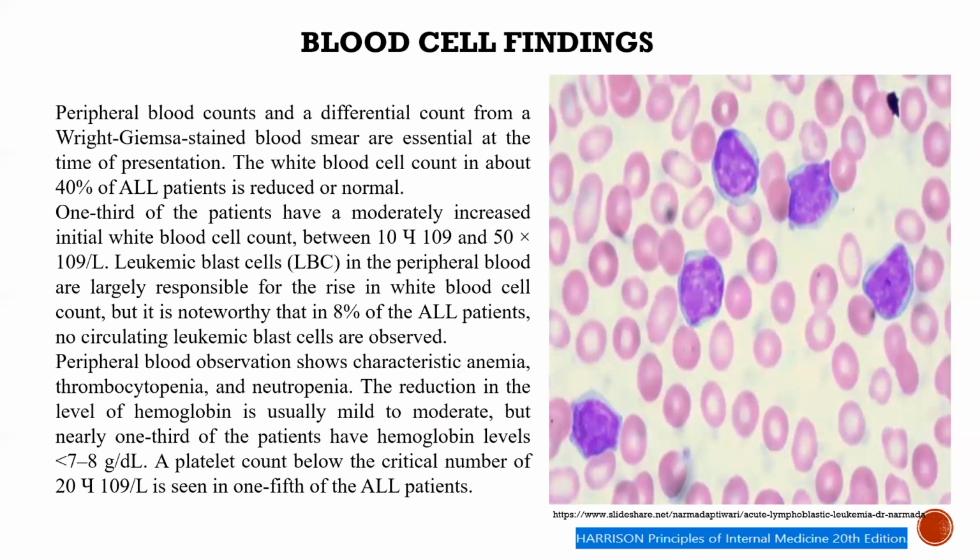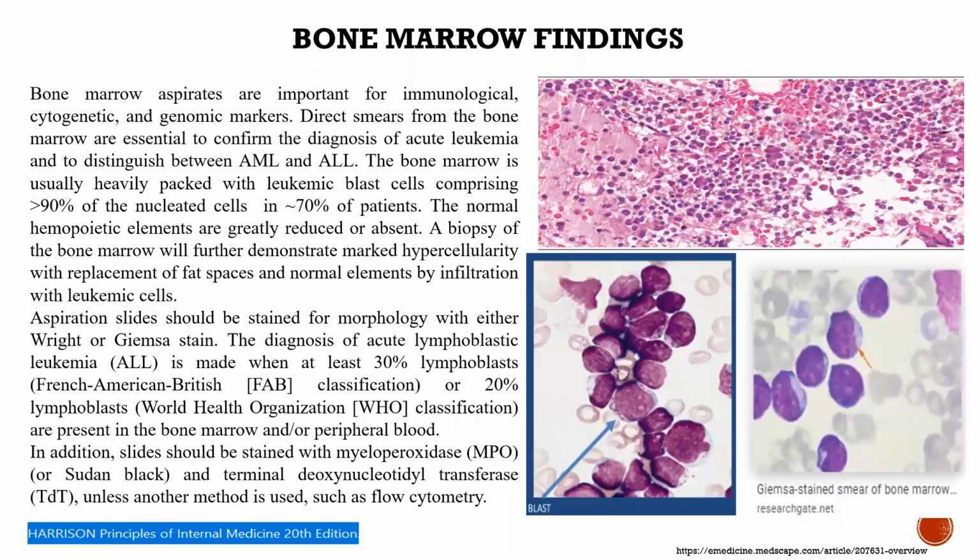Peripheral blood observation shows characteristics of anemia, thrombocytopenia, and neutropenia. The reduction in the level of hemoglobin is usually mild to moderate, but nearly one third of the patients have hemoglobin levels less than 7 grams per deciliter. A platelet count below a critical number of 20 per liter is seen in one fifth of all patients with this type of leukemia.